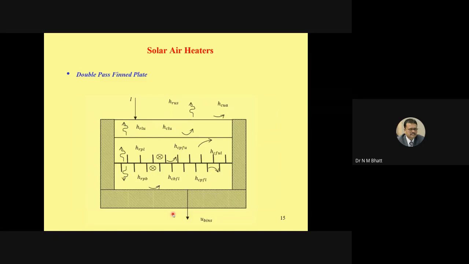Then we have a double pass fin plate. So we have two glass covers. Air is likely to enter from this particular passage. So air will enter from here, perpendicular to this particular plane wall, the particular cross section, and then leave from the bottom.